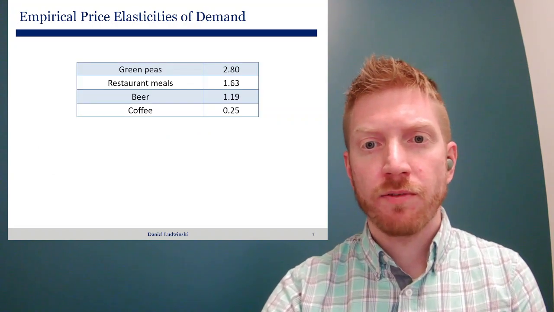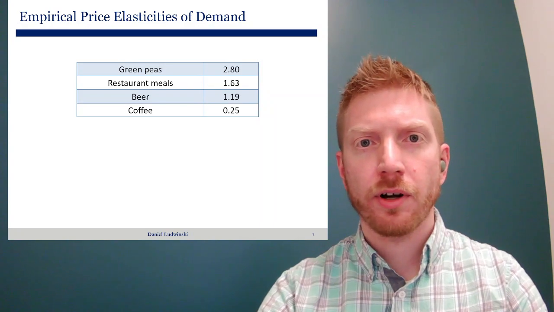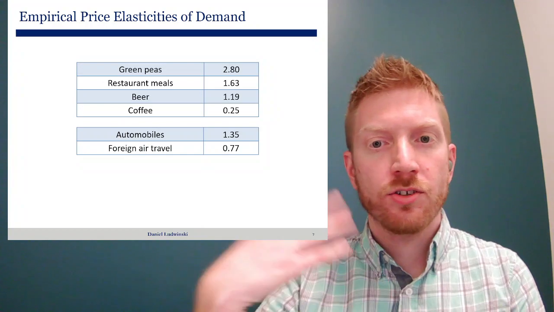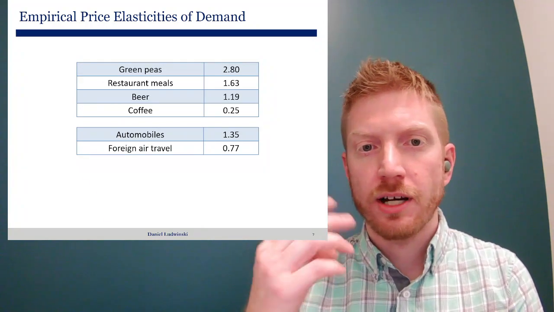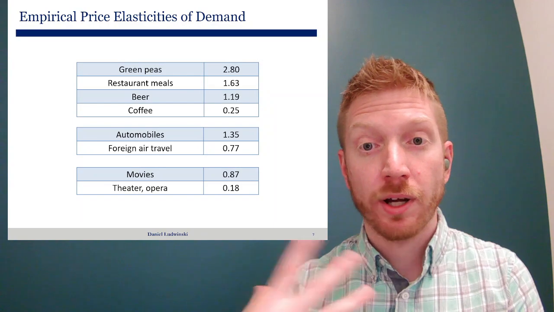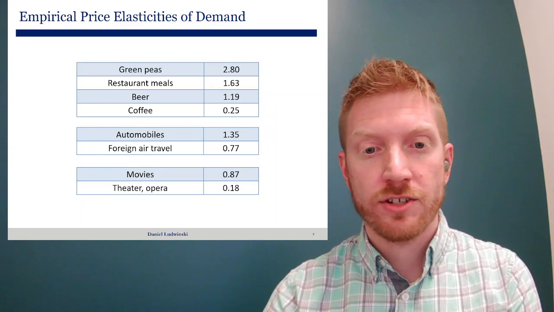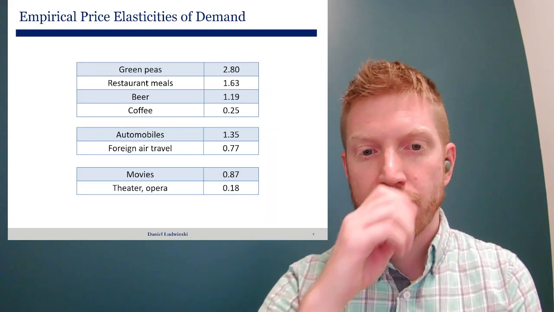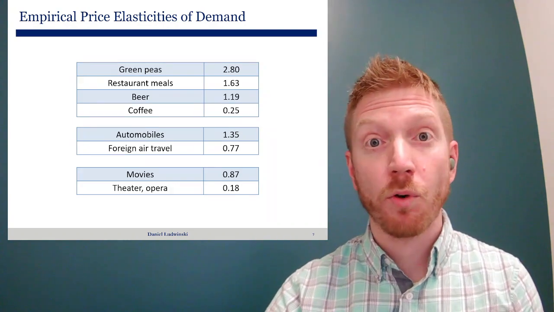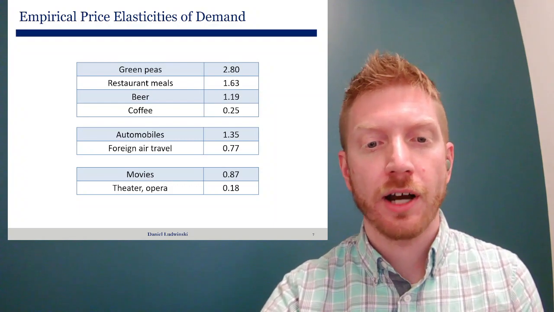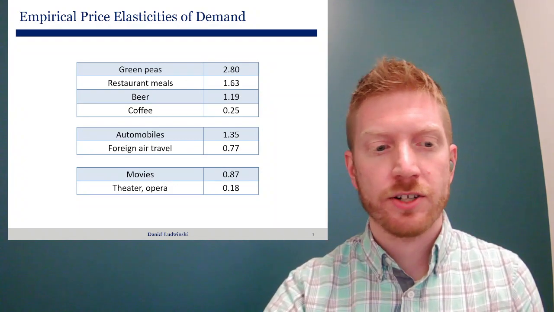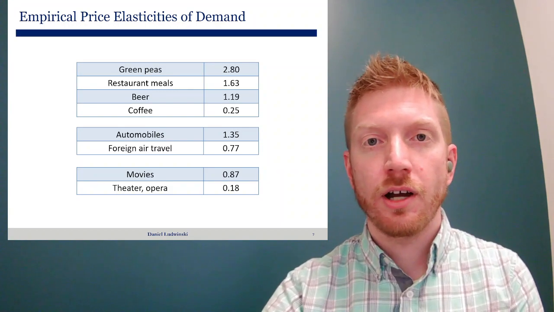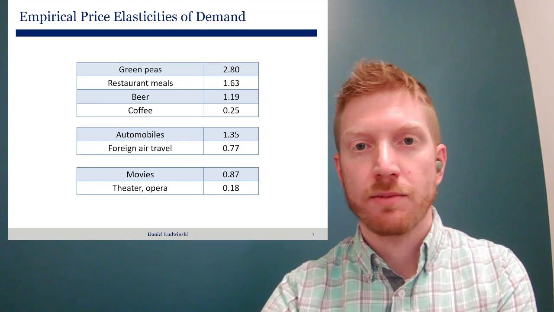So here is just a quick view. We'll get into these a little bit more when we're talking about determinants of some empirical elasticities of demand. You can see green peas respond very quickly and strongly to increases in price. Coffee is not very responsive. Movies are more responsive than going to the opera. And we'll talk in a later lecture about the determinants of this responsiveness, or the determinants of the level of elasticity of demand.